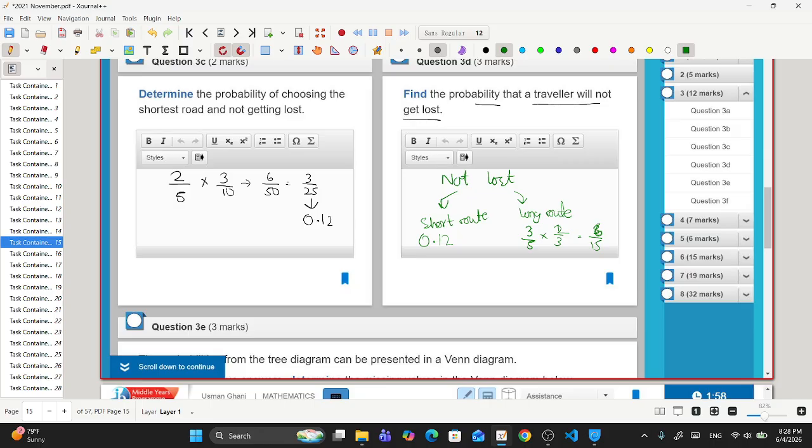Now you are supposed to be adding both of these values together. 0.12 plus 6 over 15, and you are going to get an answer of simply 0.52, right? This is going to be your final answer. Okay, now let's move forward.